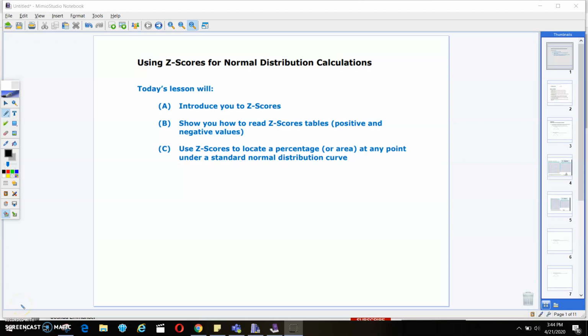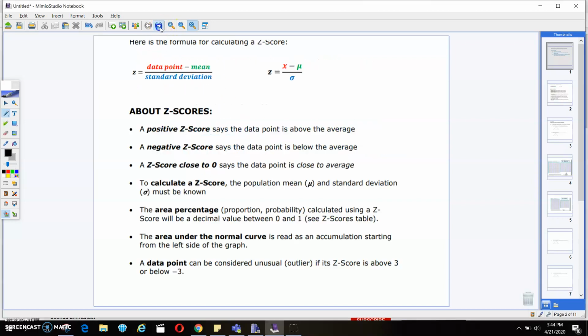Hey guys, so I know z-scores are a little intimidating, so I wanted to just make a video for you. So again, your goal for today was to introduce you to z-scores, show you how to read a z-score table, and use z-scores to locate a percentage. So this is information that you were given.